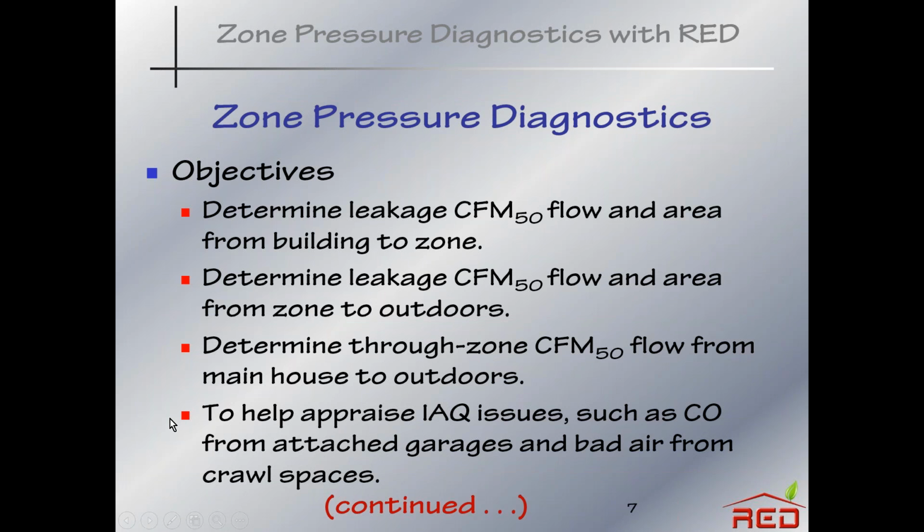The fourth bullet, to help appraise indoor air quality issues such as CO from attached garages or bad air from crawl spaces. Now, in some cases, because of mold, mildew, other things in a crawl space, we might very well want to know what the connection is from a crawl space to the living area. ZPD can help us with that also.